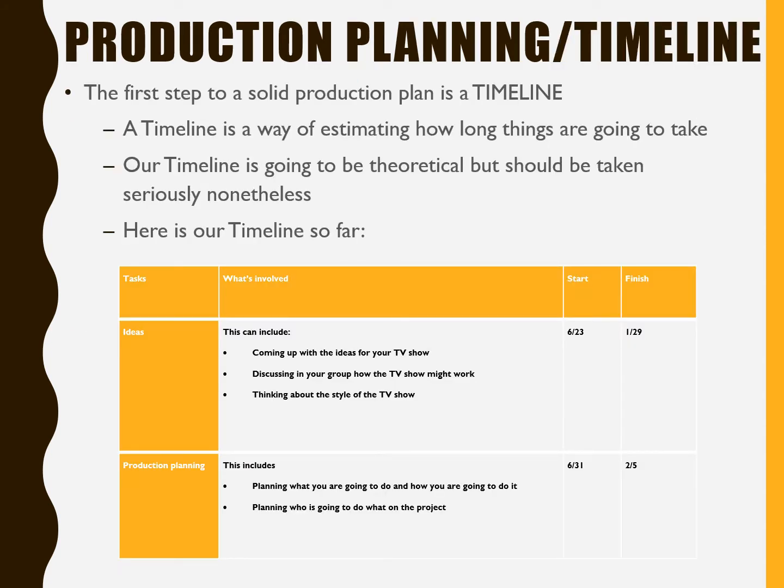Now, when you think about a solid production plan / map, let's think about it in terms of a timeline. A timeline is a simple and powerful way to estimate how long things are going to take. As a producer, you're responsible for the production, delivery, of a product, right? So our timeline is going to be theoretical because we don't actually get to meet in person and do this, but I want you to think about it seriously nonetheless.